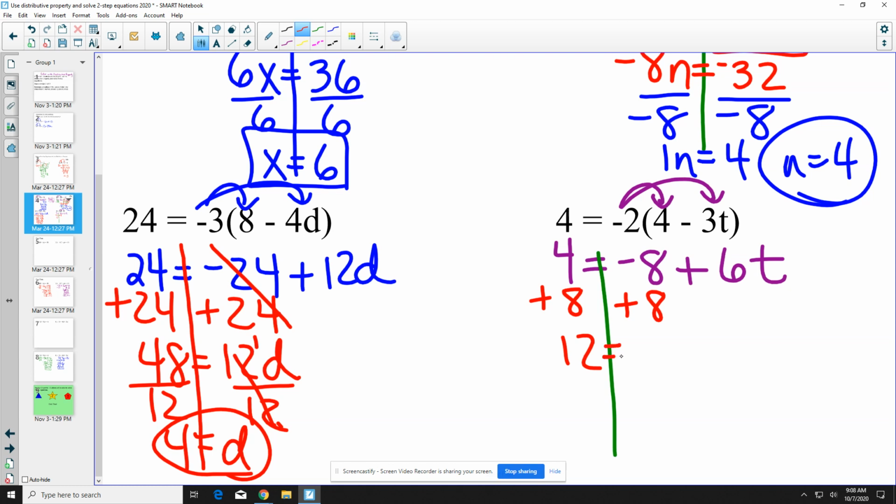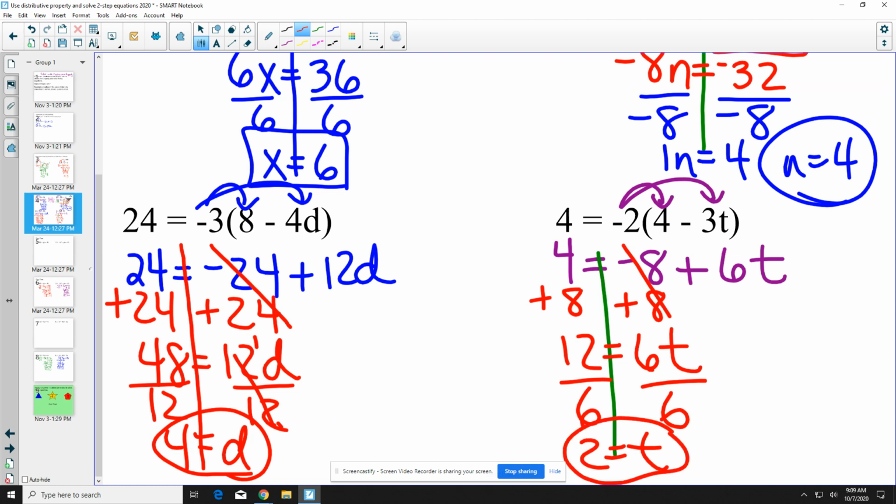Good. Bring down your equals. -8 and +8 cancel. Bring down your 6t. The last step is to divide by 6. Good job. And 12 divided by 6 is 2. So my answer would be t equals 2.